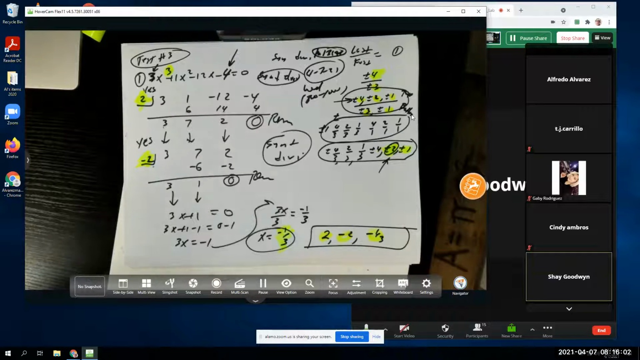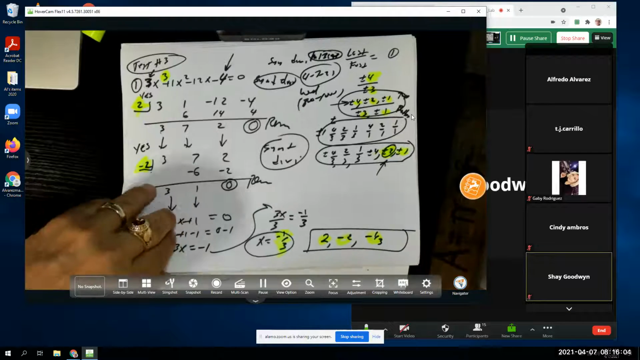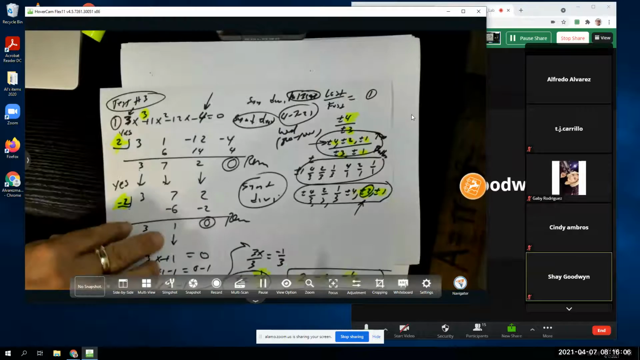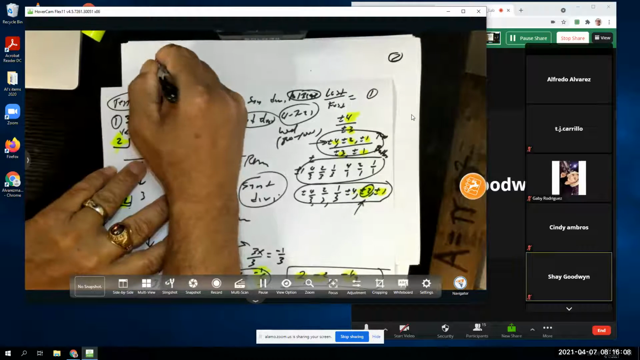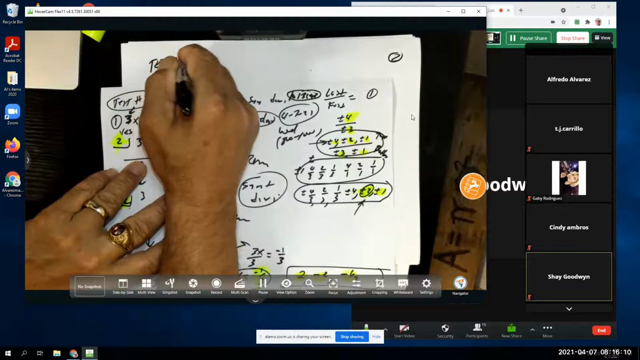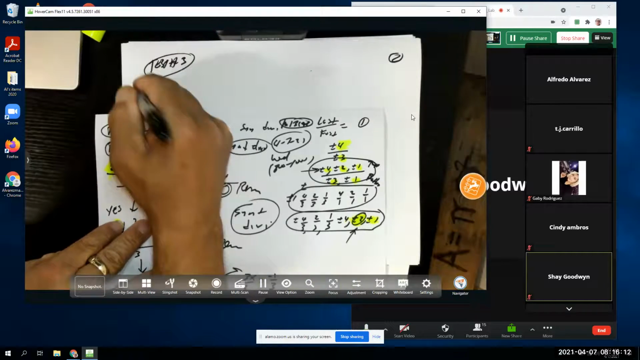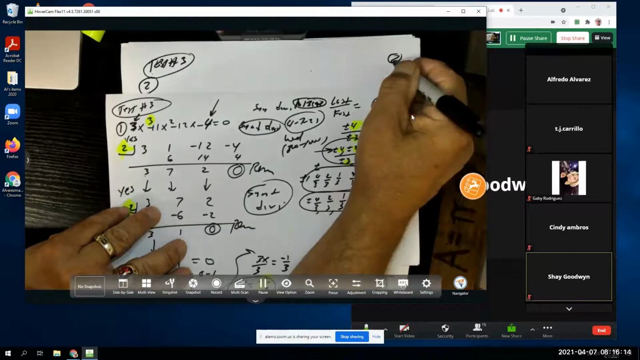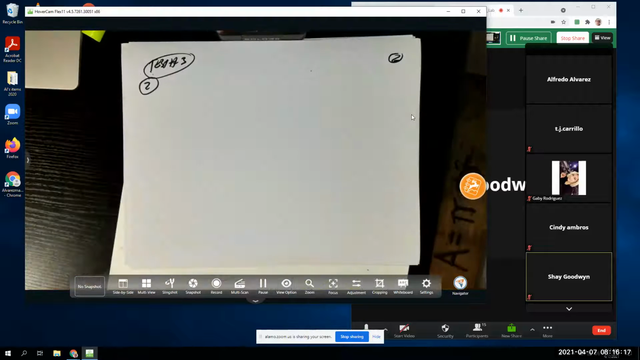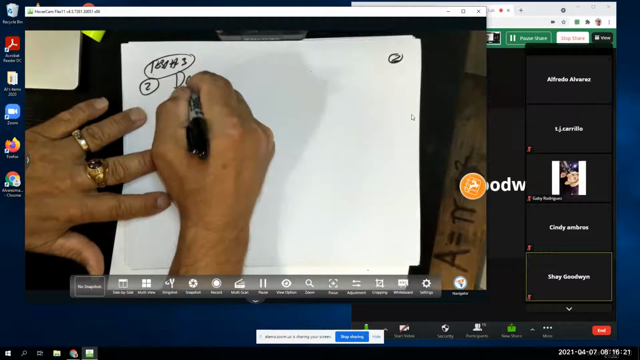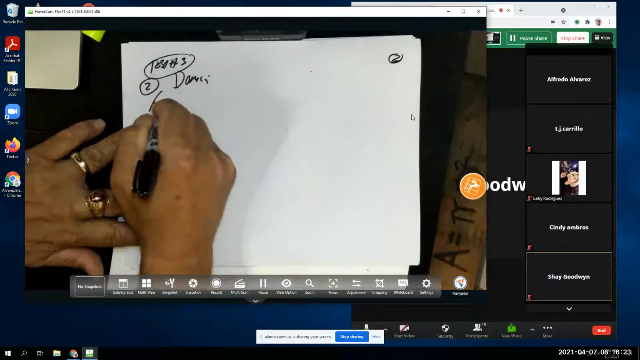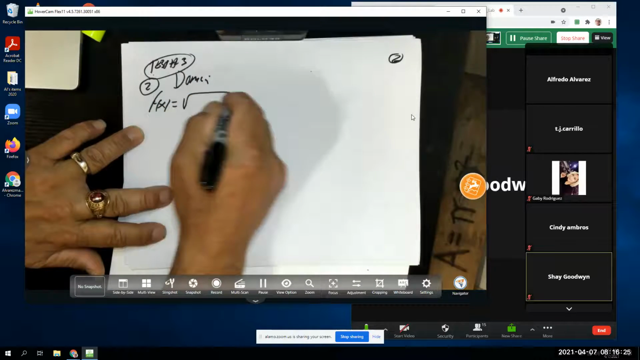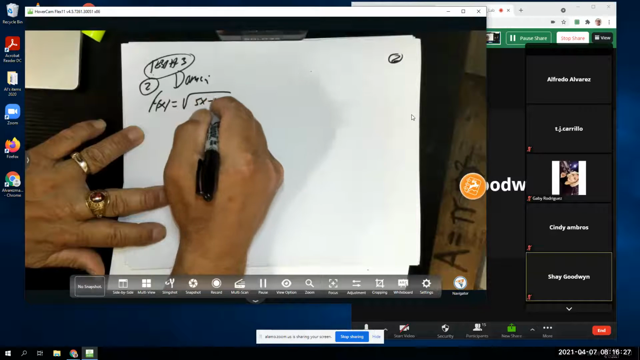Okay, let me go to the next question. Question number 2, and I'm doing everything from test number 3. Okay, this is test number 3, question number 2. This one says find the domain of f of x equals square root of 5x minus 15.